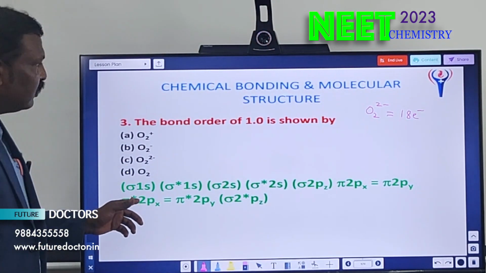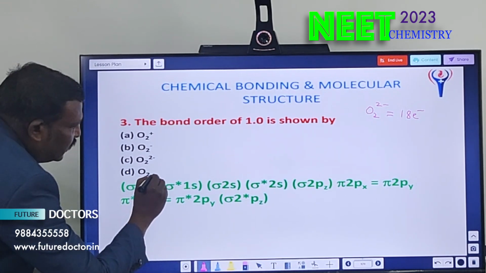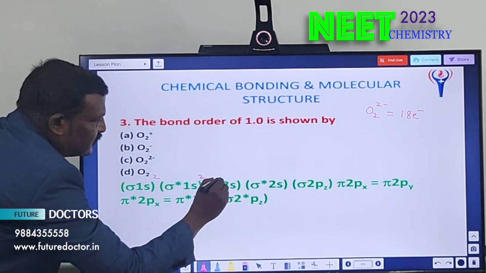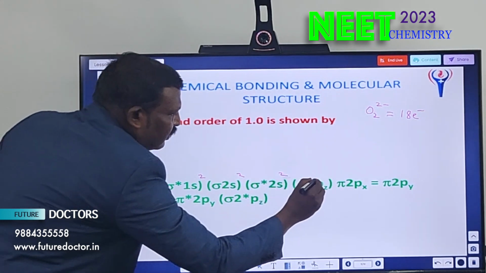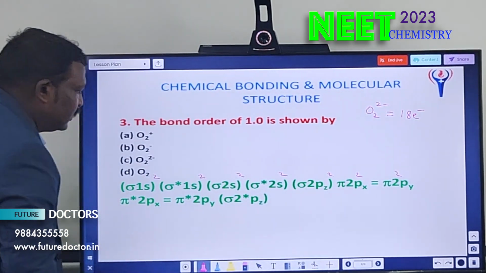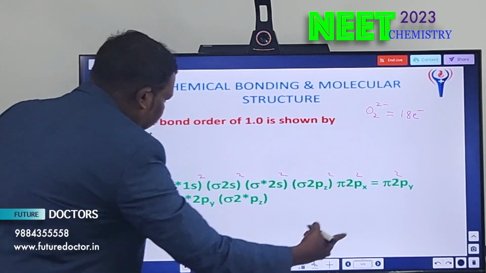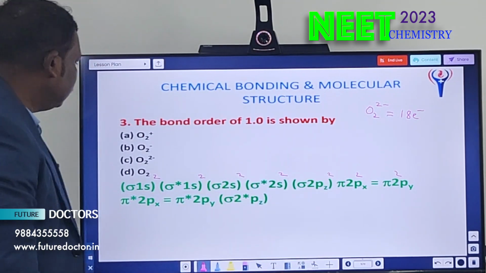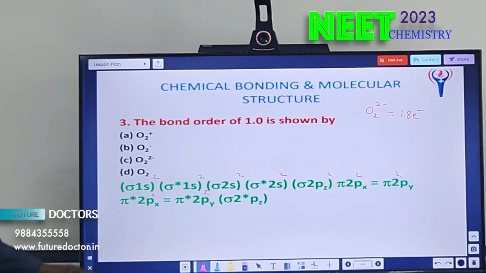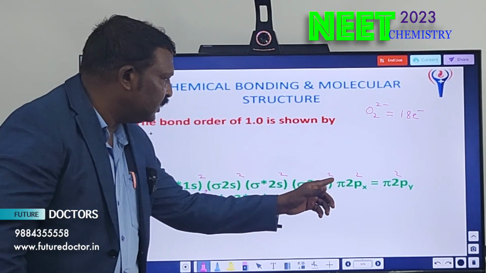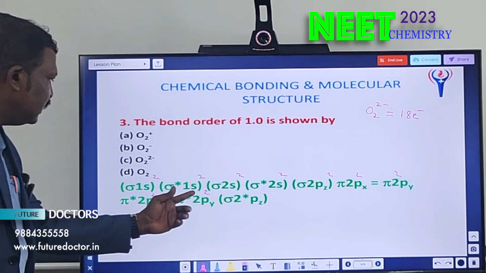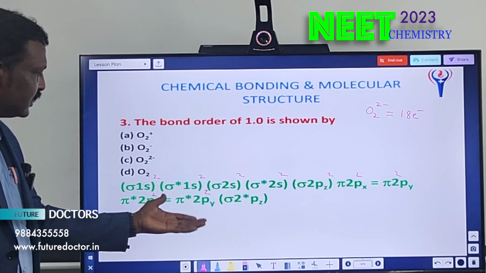Understood? Okay. So how to fill up: as usual, in each and every orbital we have two electrons. You can fill up like this. How many times? 2, 4, 6, 8, 10, 12, 14. Okay, 14. But are you not understanding? So 2, 4, 6, 8, 10, 12, 14, 16, 18. So we fill the electrons like this.